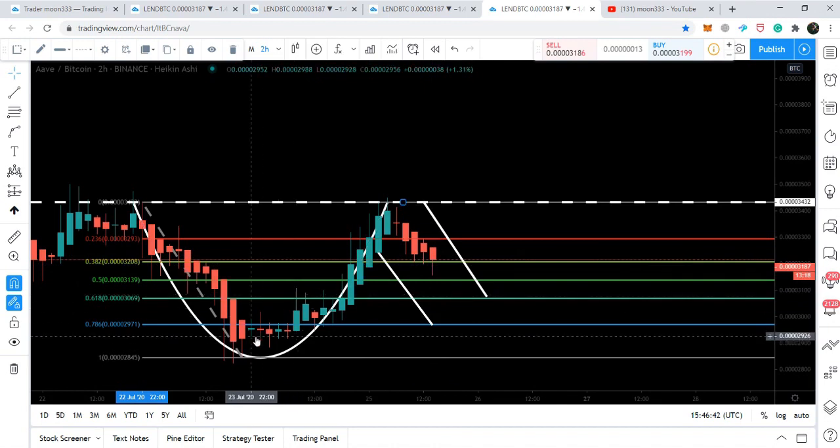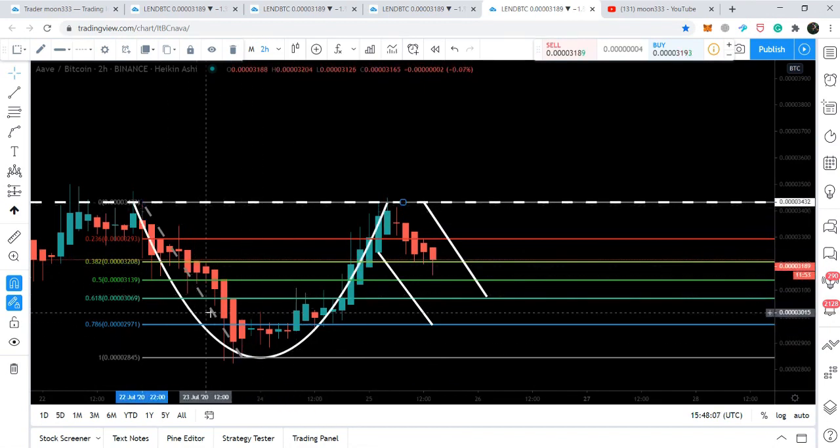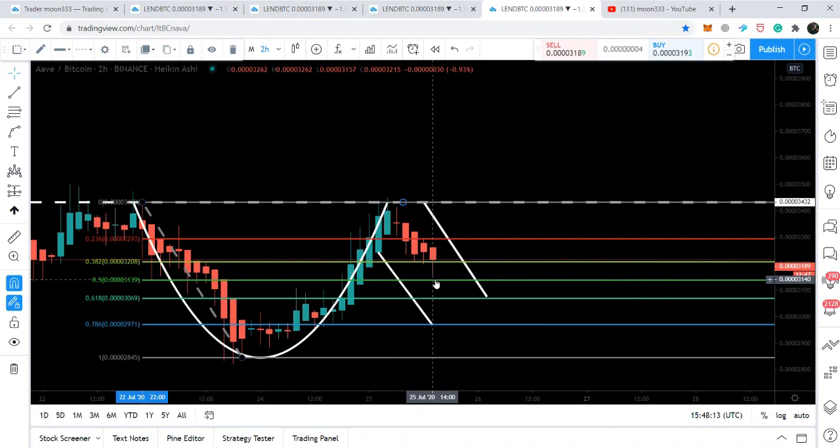I have just placed the Fibonacci tool from this resistance of the cup down to this bottom of the cup, and we have this 0.382 level, then we have the 0.50 level, then here we have the golden ratio that is 0.618 Fibonacci retracement, and this handle can be longer up to this level, and in my point of view it can be longer up to the 0.786 Fibonacci retracement level as well.